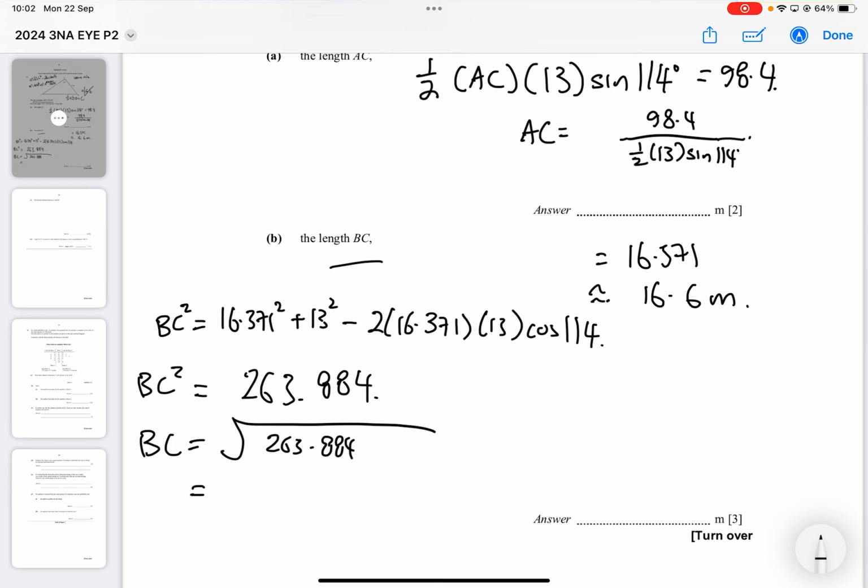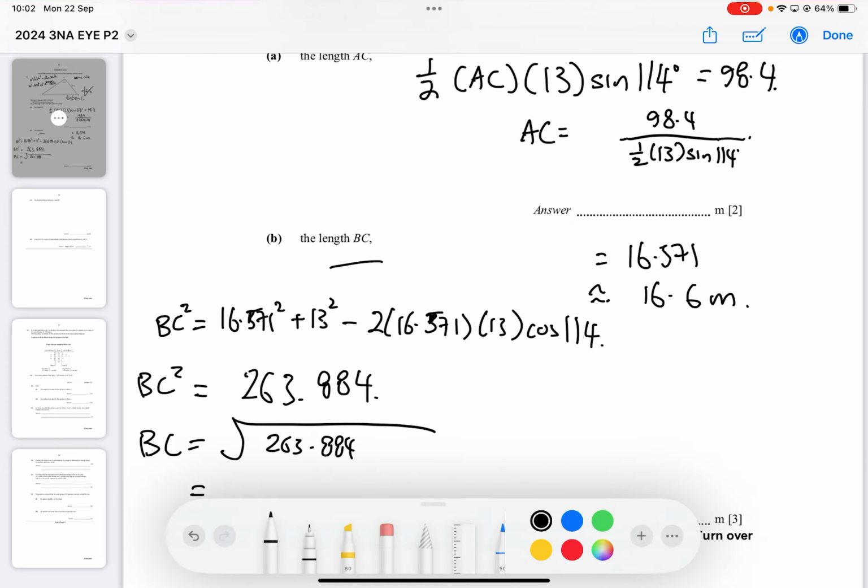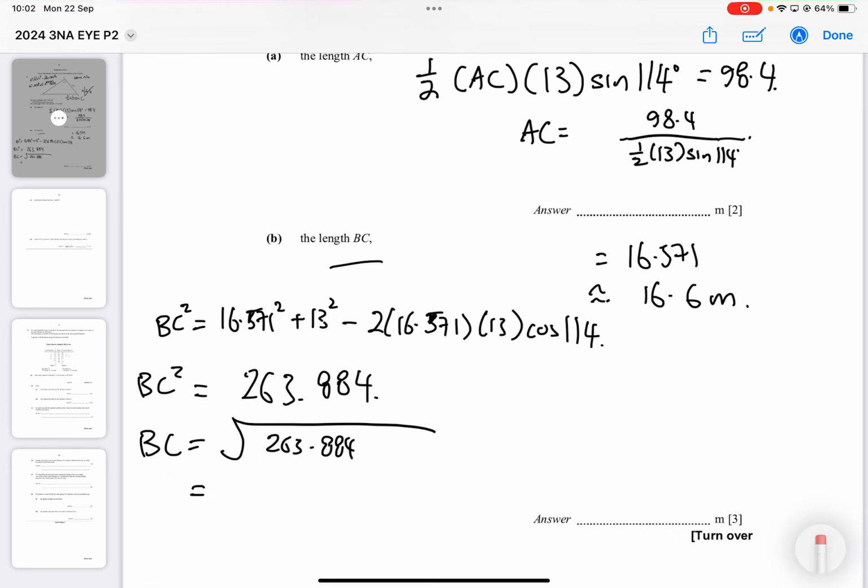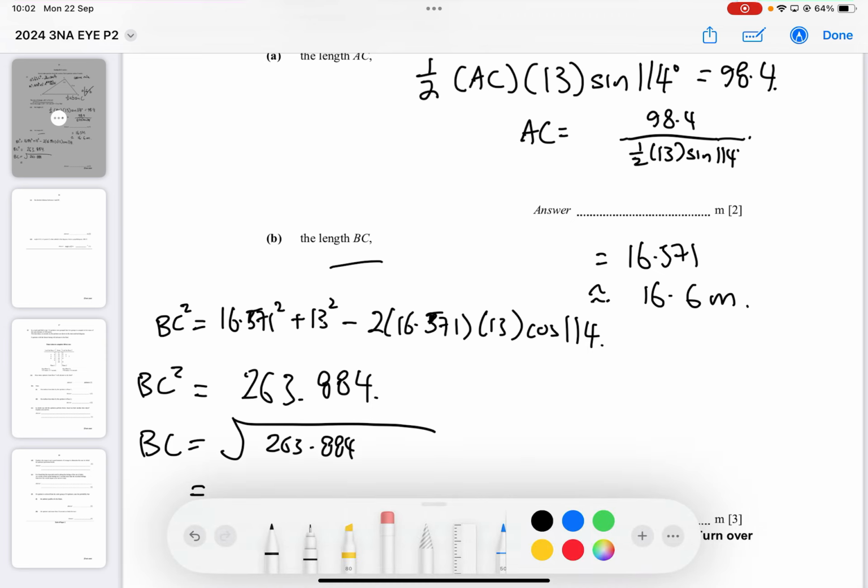Why does your 5 look so funny? My what looks so funny? Your 16.571. 5 meh? Yeah? Aiya, it is 5. I cannot read my own handwriting, then I go and put 3. You are right. Then my answer wrong already. That is why we have to write our handwriting clearer. Sorry, my handwriting also ugly.